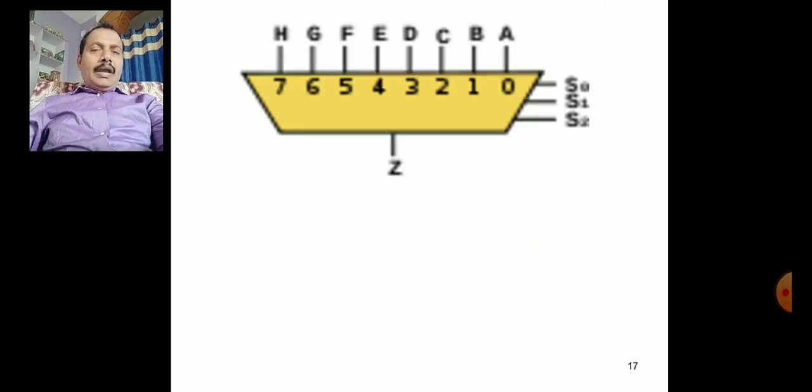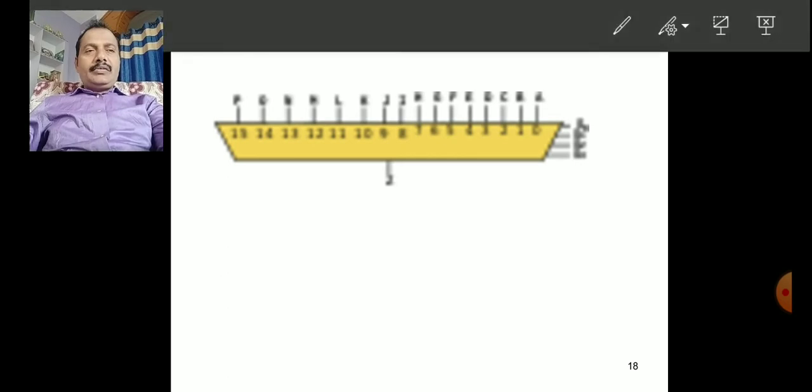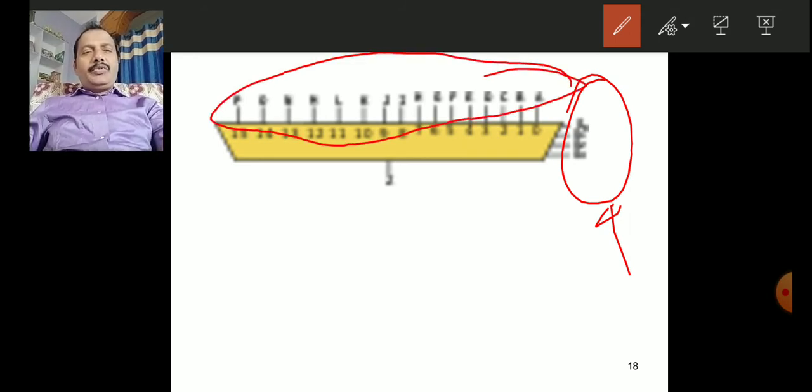Next, 8 to 1 multiplexer. 0 to 7 inputs, totally 8 inputs, 1 output, and 3 selection lines. You can draw like this. Next, 16 to 1 multiplexer. So 4 selection lines. These are the 4 selection lines and 16 inputs and 1 output. Only 1 output, that's all.